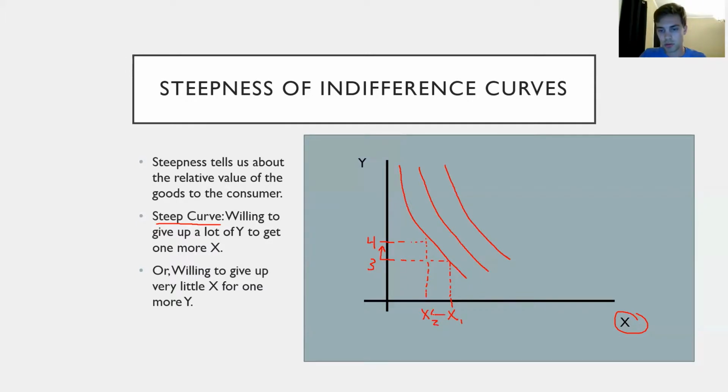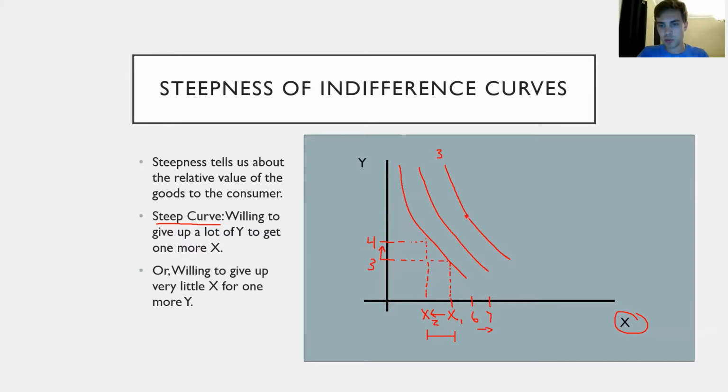X2. So we're losing this amount of X in order to get one more unit of Y. So we're giving up quite a bit more X to get this extra unit of Y. Whereas if we look at, let's see, going from, let's say, 6 units of X to 7 units of X. So how much Y do we have to give up in order to get one more unit of X? Let's look at this third indifference curve here and see.